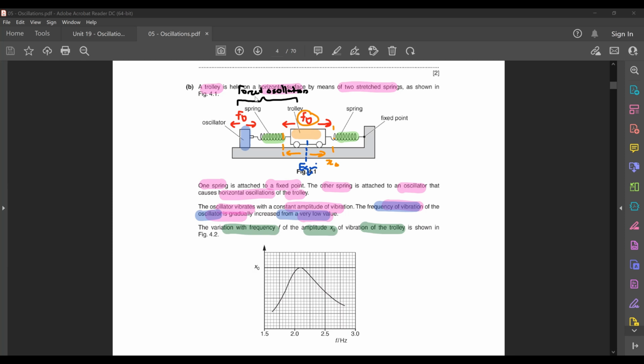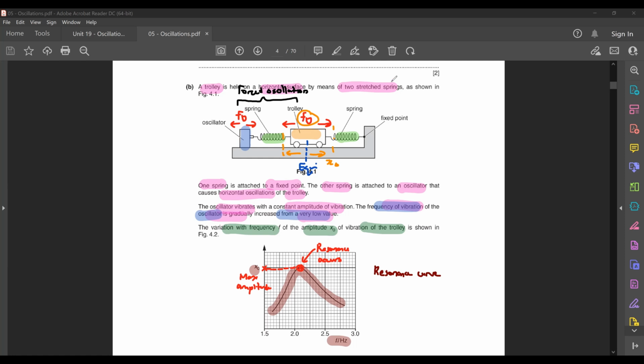This is showing you the variation of the amplitude of oscillation of the trolley with the frequency of vibration. It is this little curve here. So from the notes last week, I already mentioned to you that this one is actually your resonance curve. So from here, there's one particular point that is always of interest to you. You always want to look at where is the point where you have maximum amplitude. This point here is where you have maximum amplitude, isn't it? This point here is where resonance occurs.